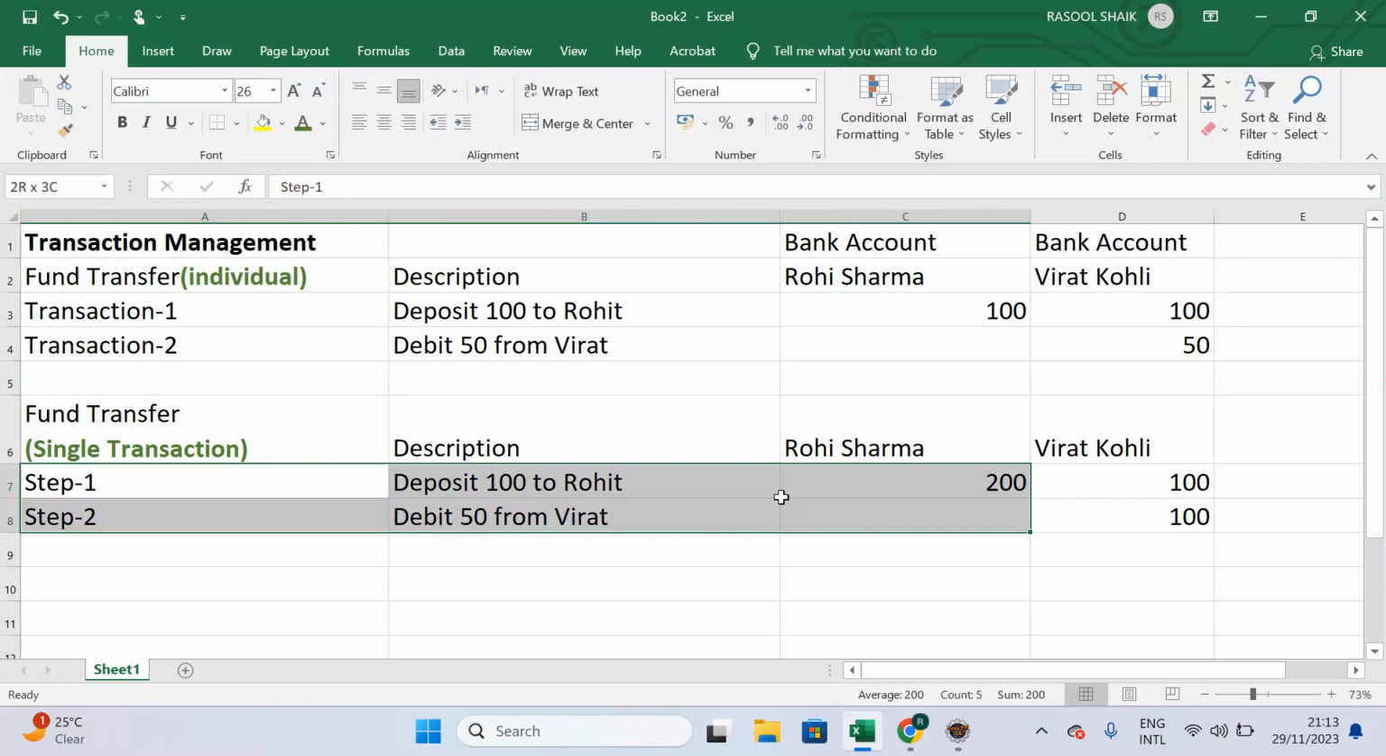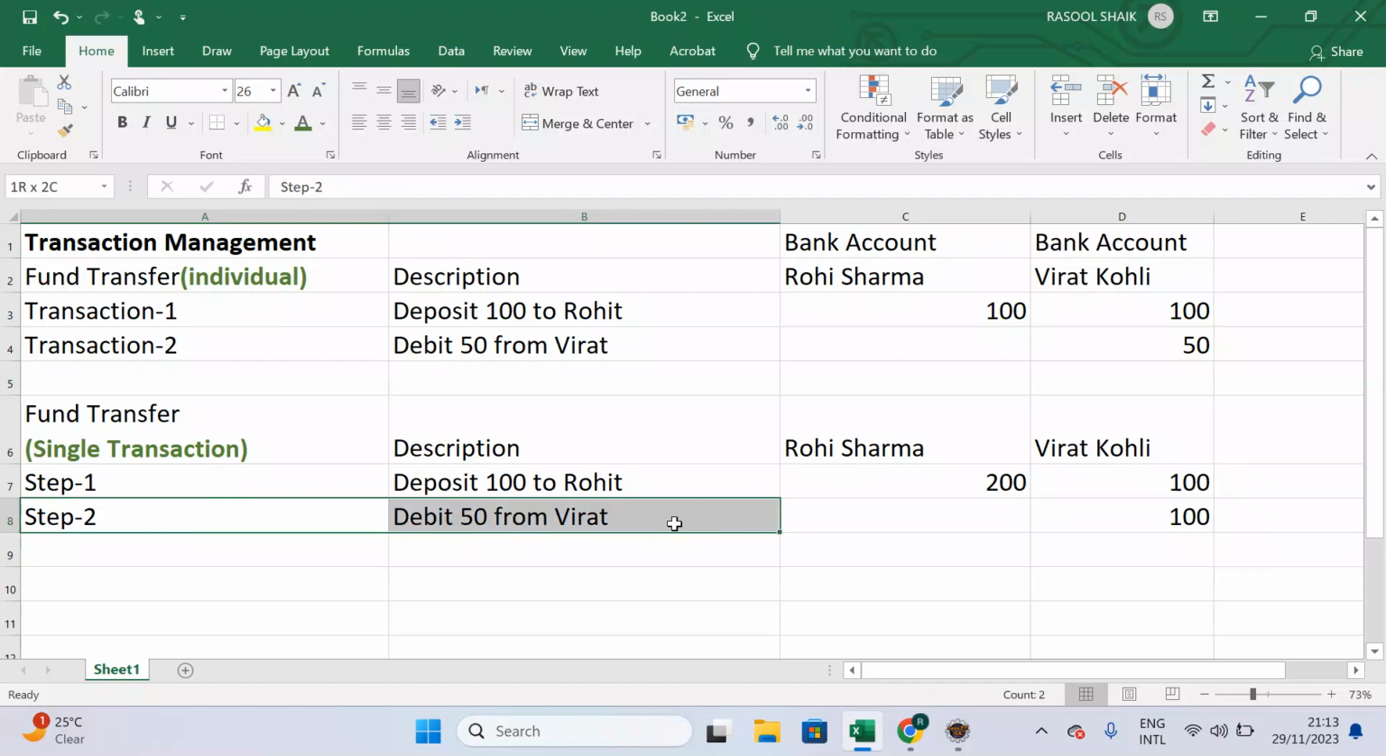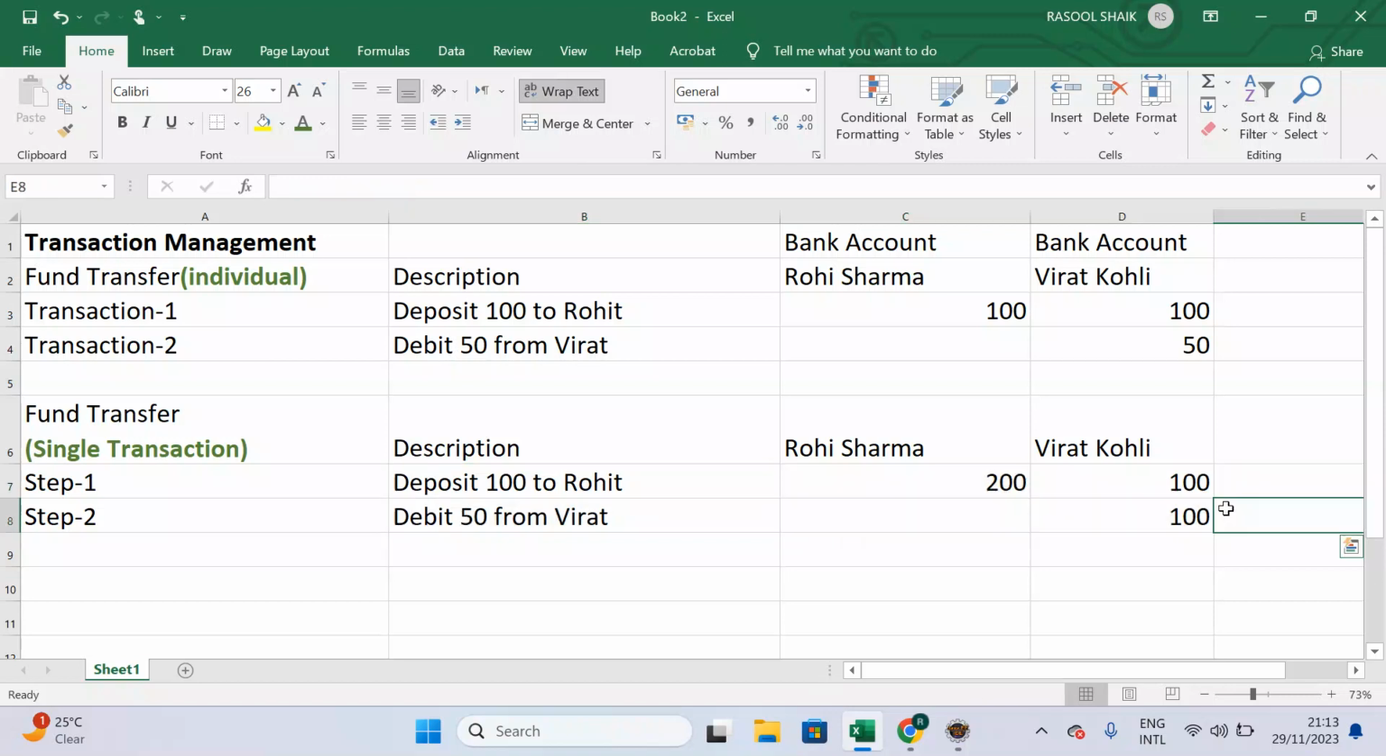It might be that Rohit Sharma's transaction will be successful and Virat Kohli's transaction may fail, or both transactions are successful. If both succeed, then well and good. If one is a success and the other fails, and Virat Kohli's deposit debit transaction fails, then Rohit Sharma will be happy.